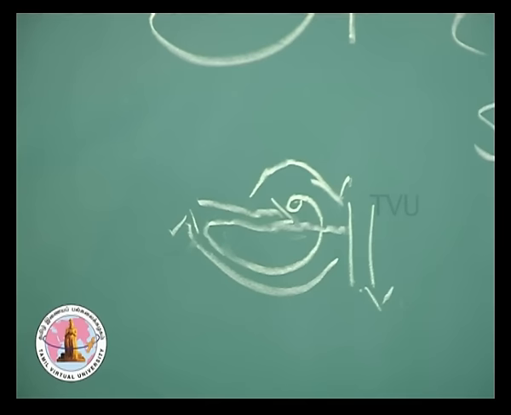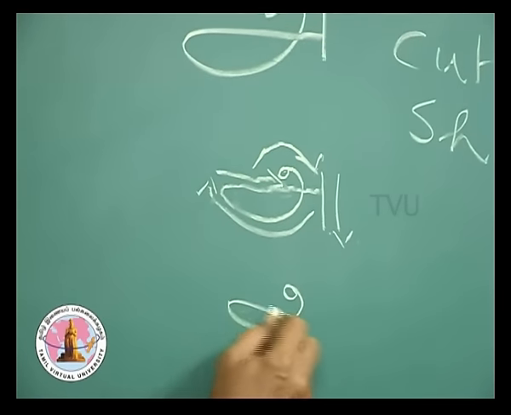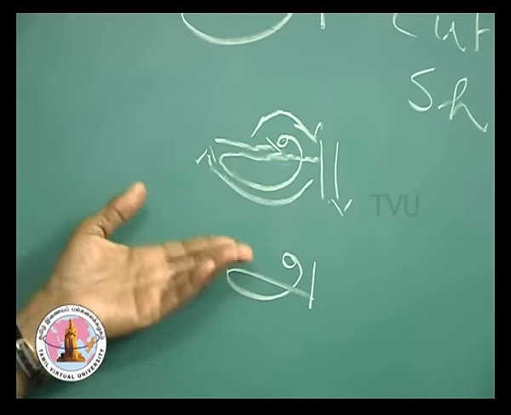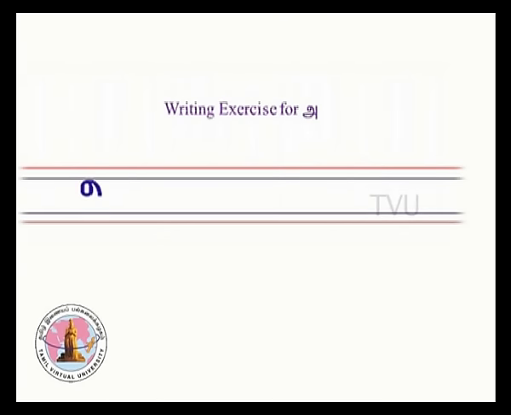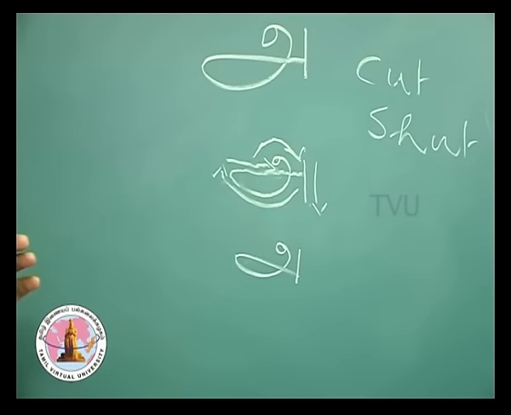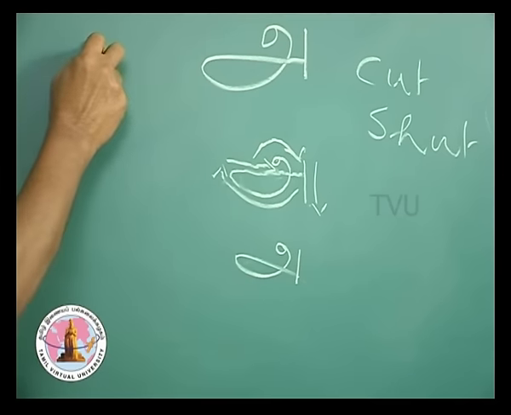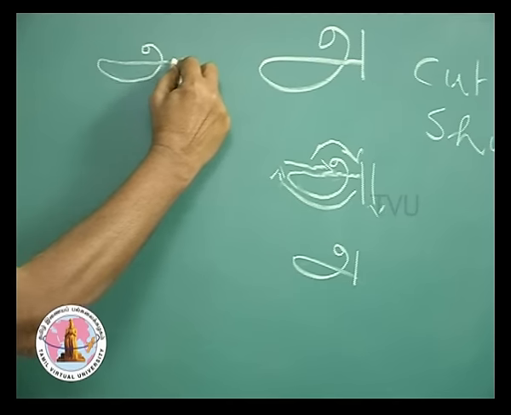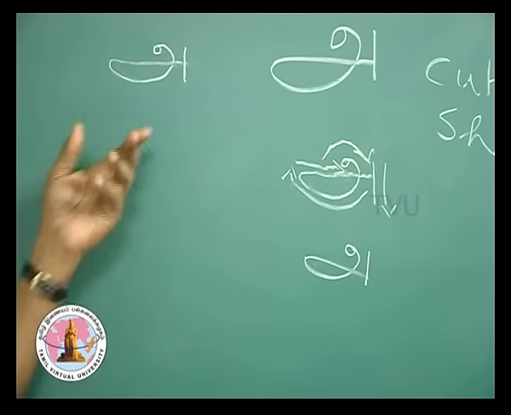Once again we will see how to write. This is the shape. Now you have to practice it. So that you will be familiar with the form and the sound. A circle, stretch it, go down, extend it and end. This is A.